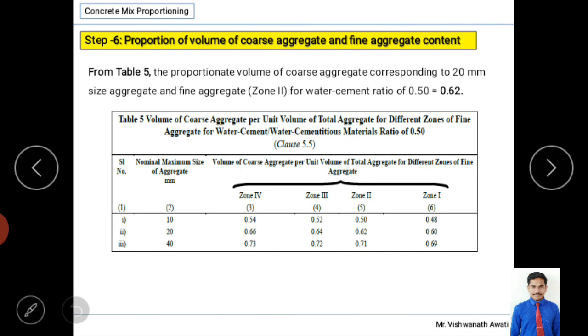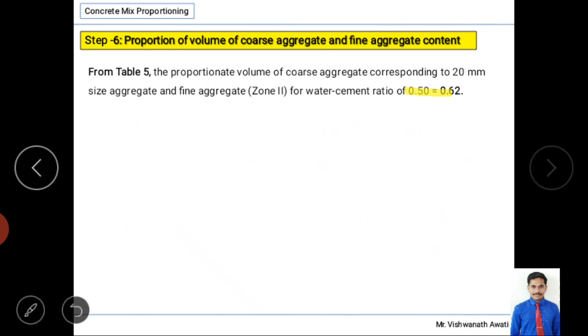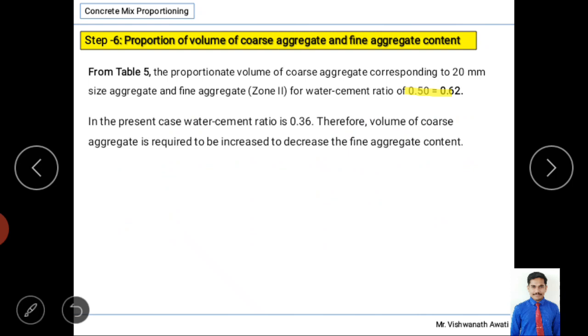So what is the size of aggregate in the given data? 20 mm, correct? Nominal size of aggregate is 20 mm. And what is the zone of the fine aggregate? Zone 2. In Zone 2, how much proportion volume do we get? 0.62. That's what they have taken. But our water cement ratio is how much? 0.36. Therefore the volume of coarse aggregate is required to be increased to decrease the fine aggregate content, correct?